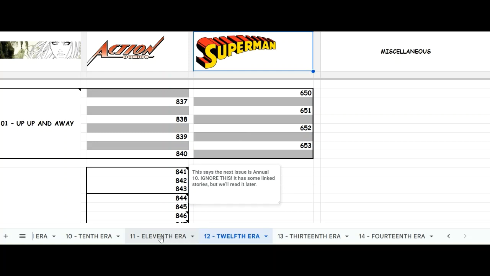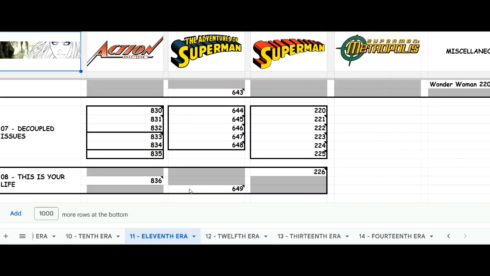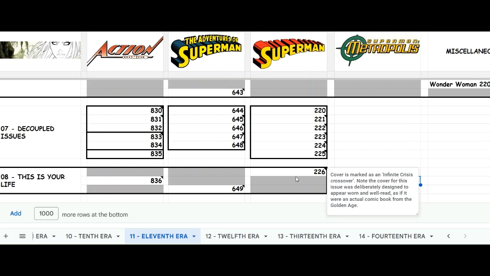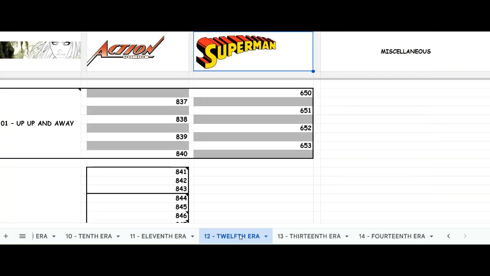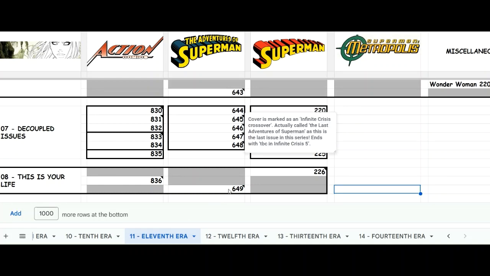If I go back a moment, I rarely do this, but I'm just going to tab back over to the 11th era. And if we see here, Superman was issue 226, and that's the last issue of Superman with this numbering, and then it jumps straight from 226. If you go back to the 12th era, it goes over to 650, picking up from the Adventures of Superman 649, which again on the 11th era tab we see here.